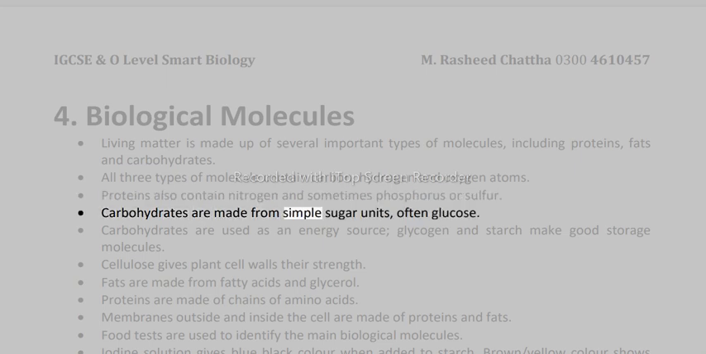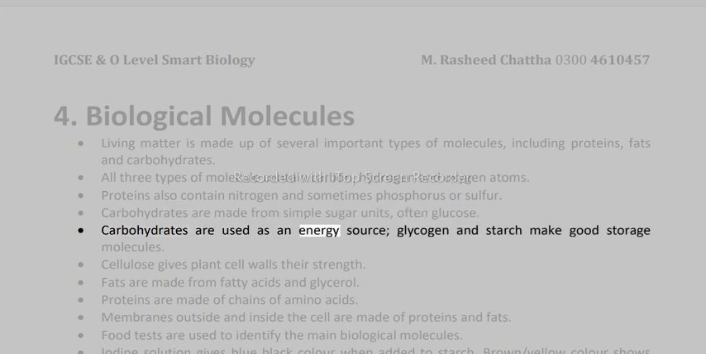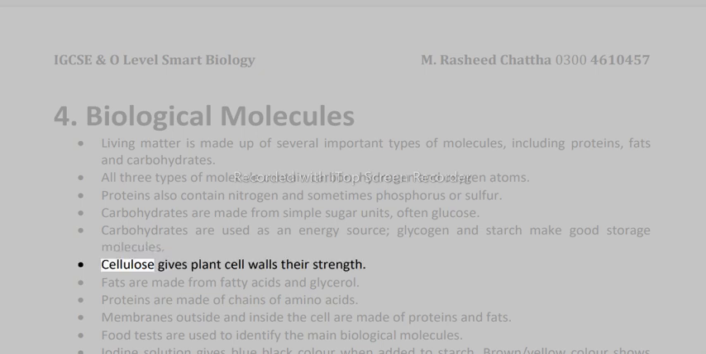Carbohydrates are made from simple sugar units, often glucose. Carbohydrates are used as an energy source. Glycogen and starch make good storage molecules. Cellulose gives plant cell walls their strength.